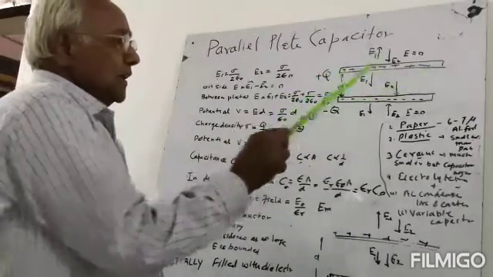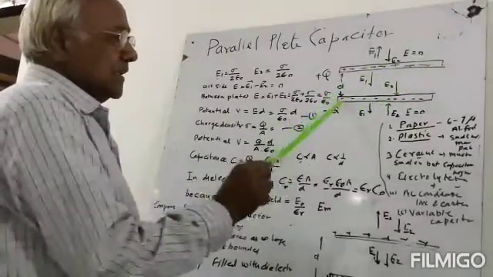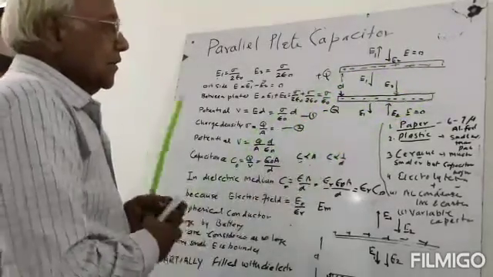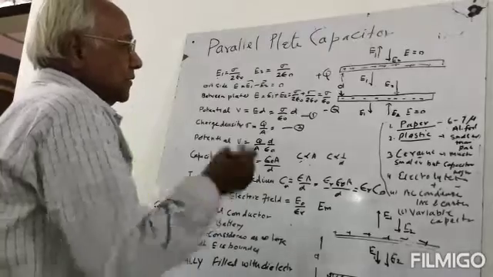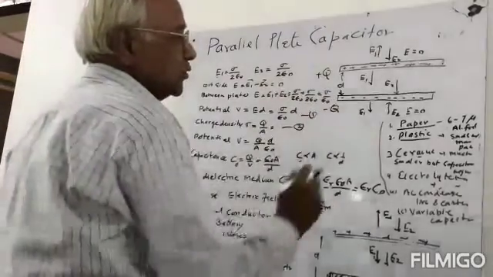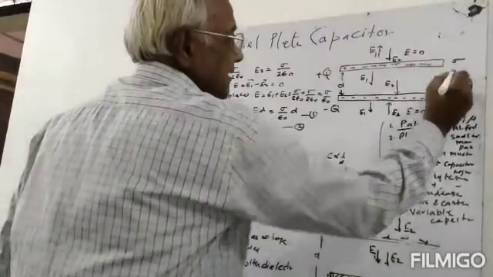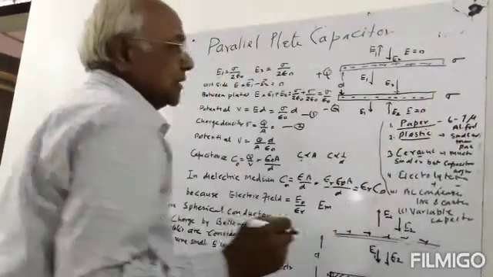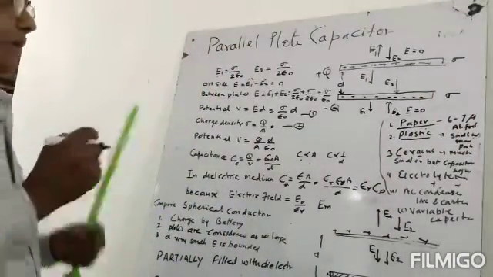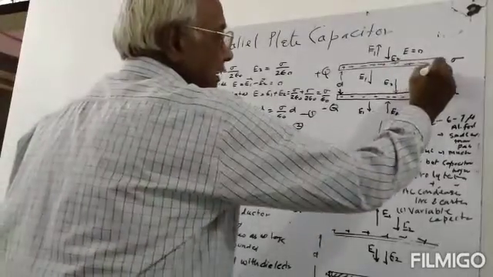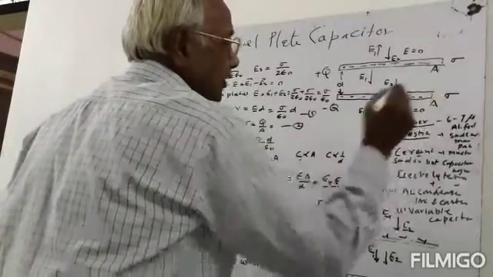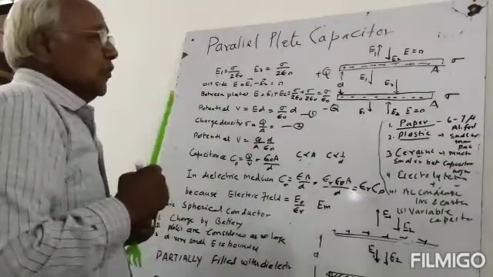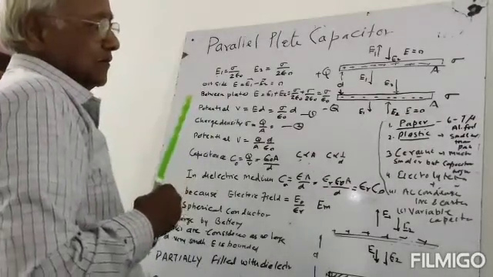So here there is a positive charge, here there is a negative charge. Here the charge is plus Q, minus Q. Here the surface charge density is sigma, here also sigma. The area of this plate is also A, the area of this plate is also A. The distance between these two plates is small.